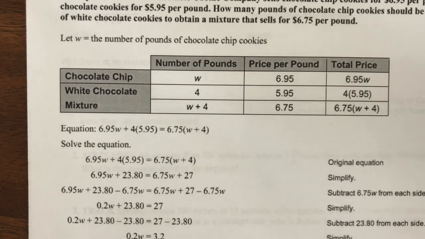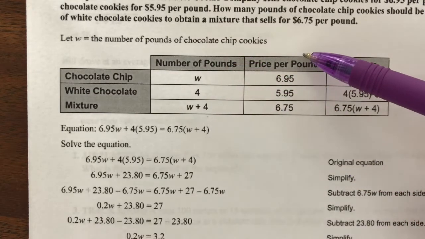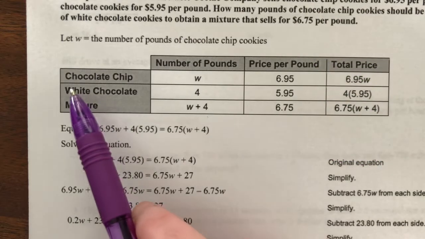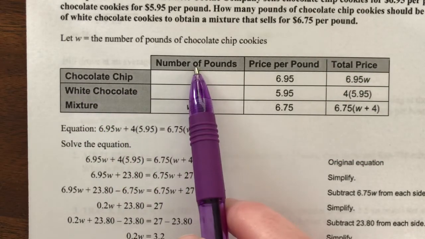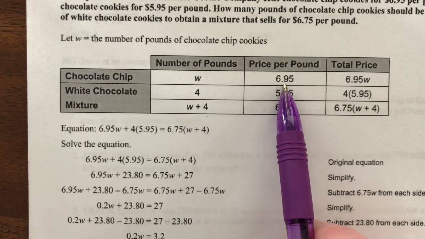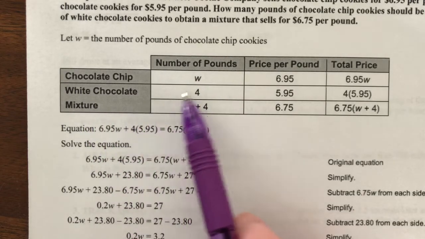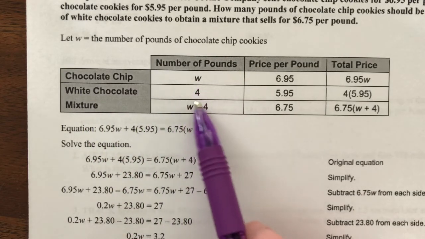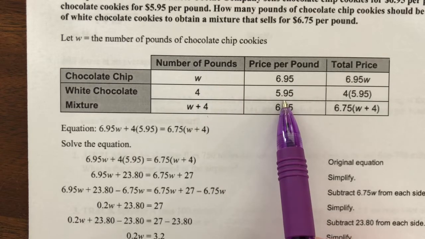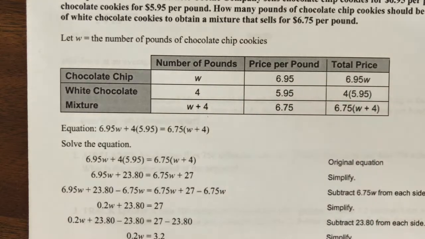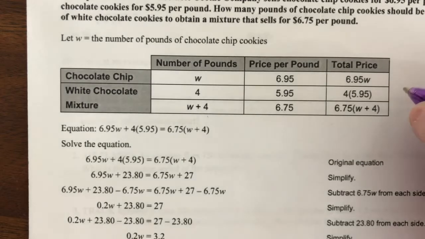So we've got two things here. We've got the cost, money, and we've got the weight, number of pounds, right? So they've got a number of pounds column and the price column. Okay, so for chocolate chip cookies, again, we've got number of pounds of chocolate chip cookies, price per pound, so the total would be the price times the number of pounds. Same with white chocolate. It tells us we have 4 pounds of white chocolate. We know it's $5.95 per pound, so to figure out the total, we just multiply that together. We're going to put 4 times $5.95 is $23.80.